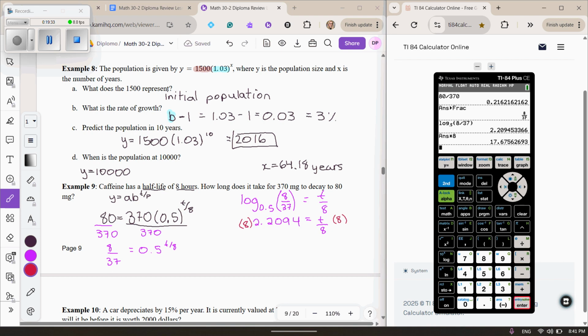Okay, so I get 17.7 hours for the time. So always ask yourself, does that seem reasonable? If it's going down by half every 8 hours, yeah, it seems reasonable to me. We definitely shouldn't be looking for a negative number or a number bigger than 270, so this looks good.